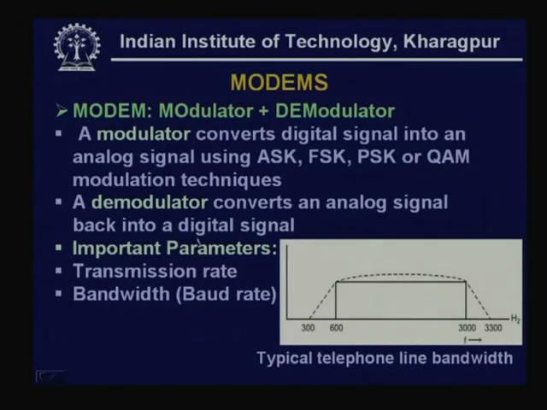Now, we shall require another important component for interfacing DTE to the communication media. We have seen the interface, now the modem is required, and we have already discussed modem in detail. As you know, a modem stands for modulator plus demodulator. So, it performs two functions, modulation and demodulation, and a modulator, as you know, converts a digital signal into an analog signal using ASK, FSK, PSK or QAM modulation techniques, which we have discussed in detail earlier. And the demodulator converts an analog signal back into a digital signal. Here there are two important parameters, as you know, the transmission rate and the baud rate.